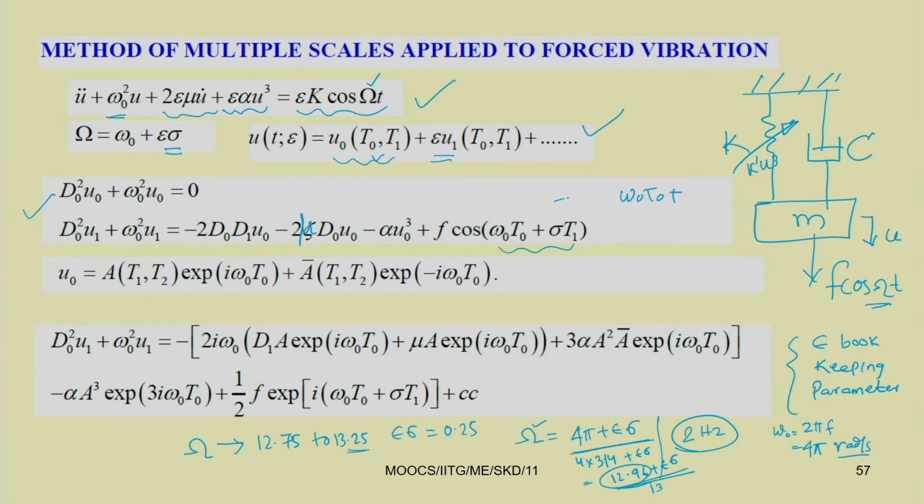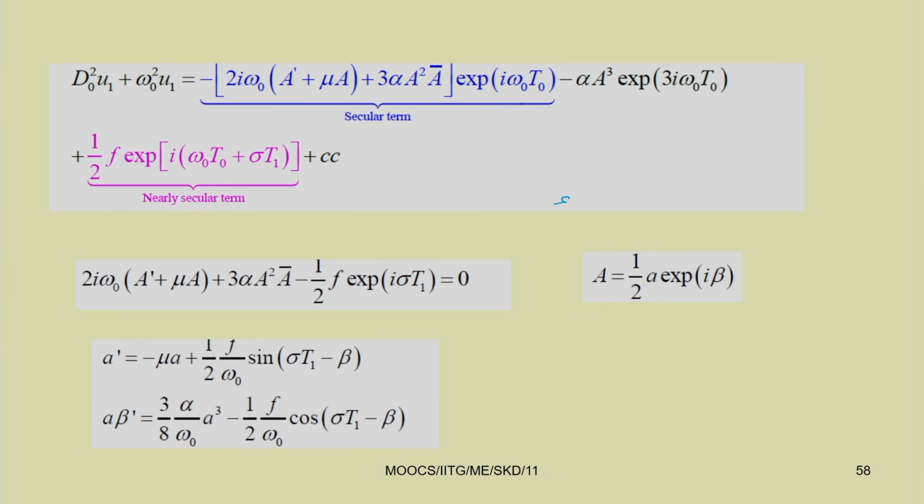So, we can write this capital omega t equal to omega 0 t0 plus epsilon sigma t0. Epsilon t0 is t1, so epsilon t0 becomes t1. That is why it is written omega 0 t0 plus sigma t1.